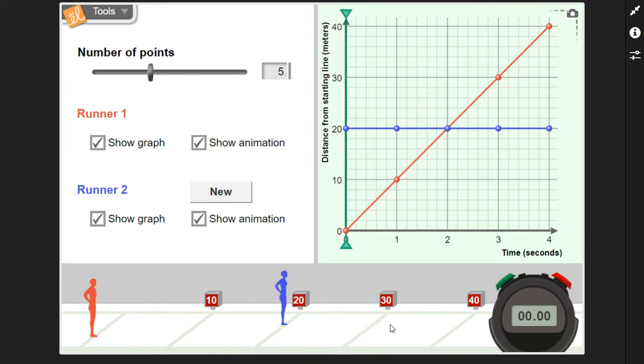So I'm going to reset that. We're going to watch the runners again. Watch the blue runner and compare it to the blue line. Now we're going to watch the red runner compared to the red line. And we're going to do that one more time. Watch the red runner compared to the red line on the graph.